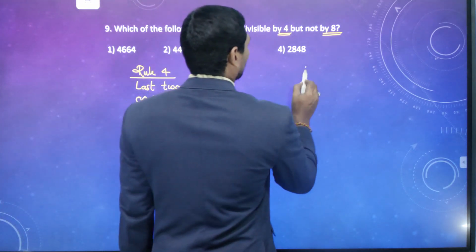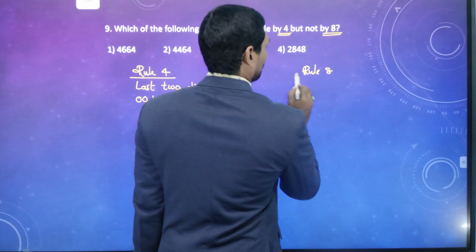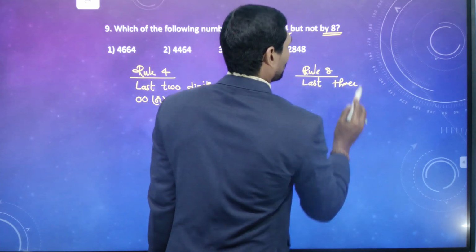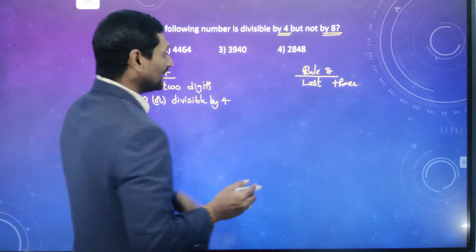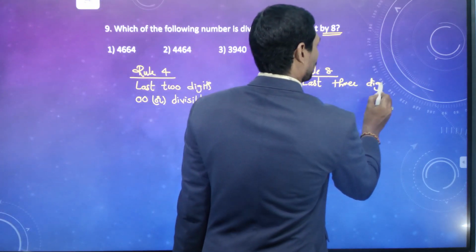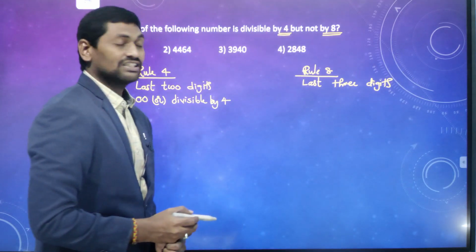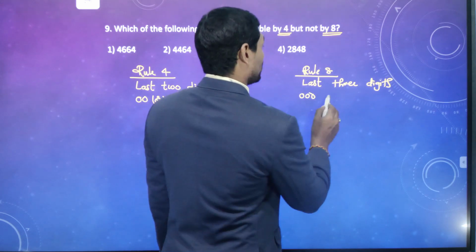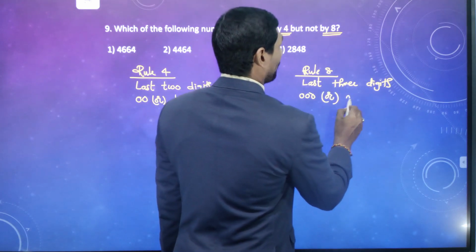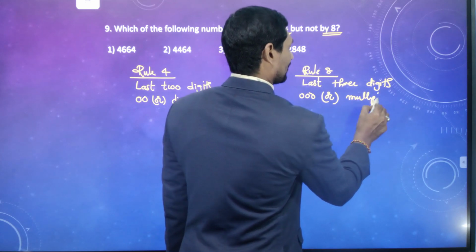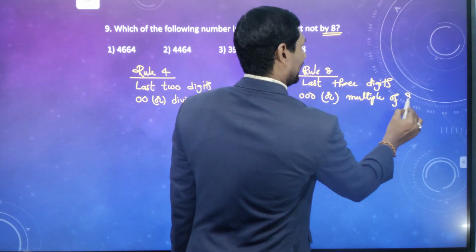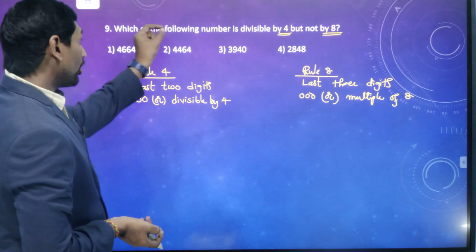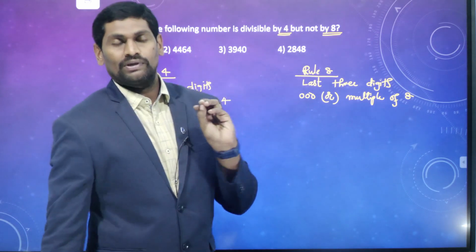Now what is rule 8? For rule 8, we need to check the last 3 digits. Rule 4 is only the last 2 digits, but rule 8 is the last 3 digits. If the last 3 digits of a number are zeros or a multiple of 8, then the entire number is exactly divisible by 8. Okay, according to the condition, the given number should be divisible by 4 but not 8.